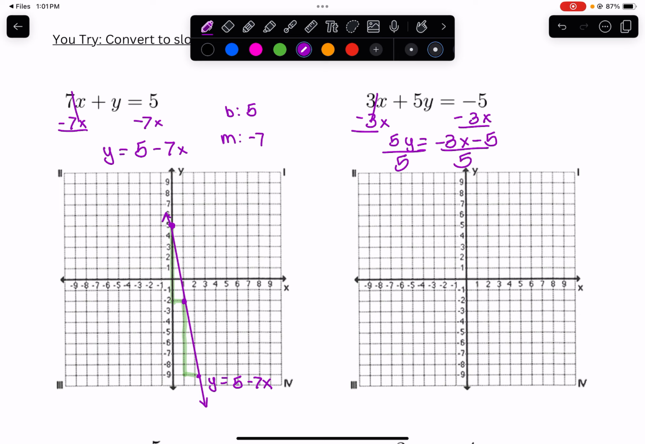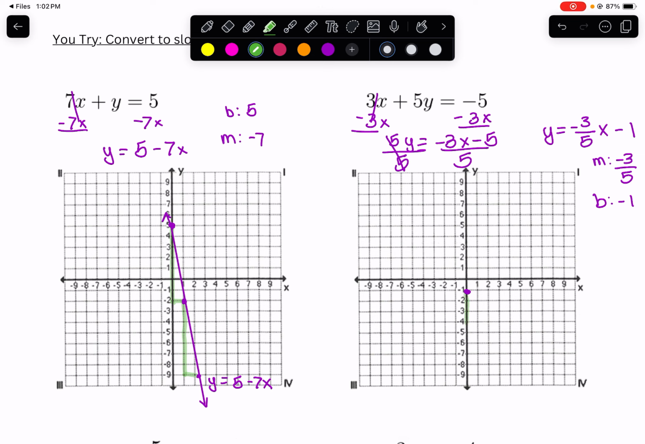Divide by 5. And you get y is equal to -3 over 5x minus 1. So my slope is -3 over 5, and my y-intercept is -1. So we're starting at -1. Now my rise is -3, so I go down 3, and my run is 5, so I'm going to go over 5. And you would continue down 3, over 5. Plot your points.